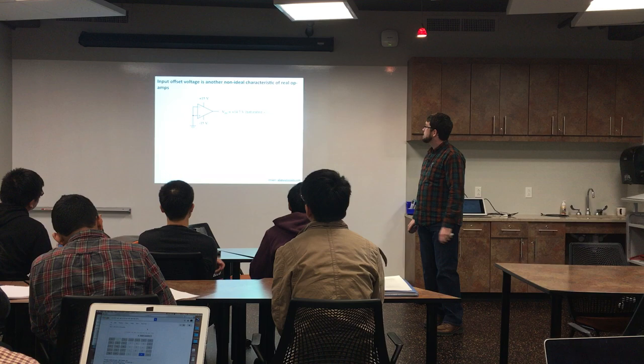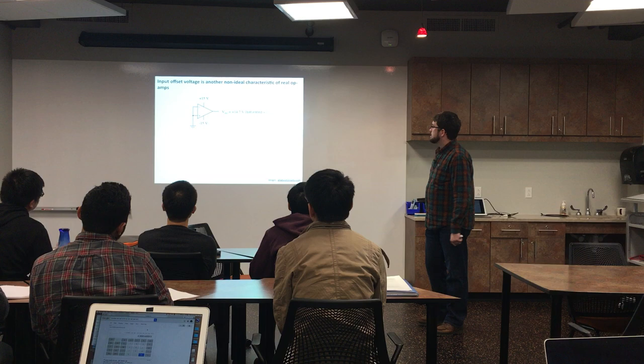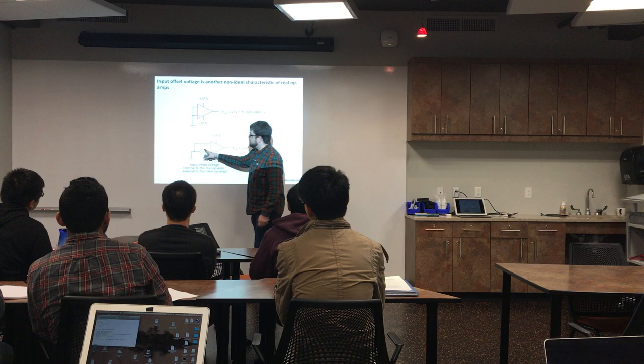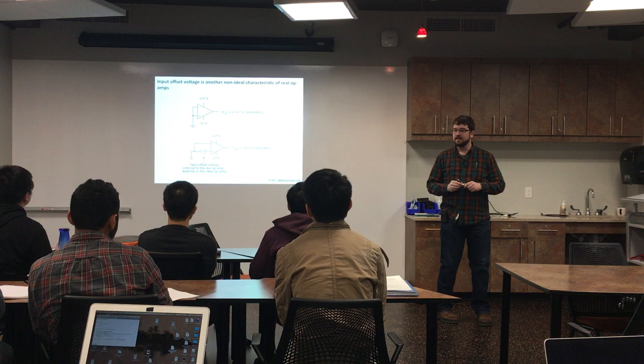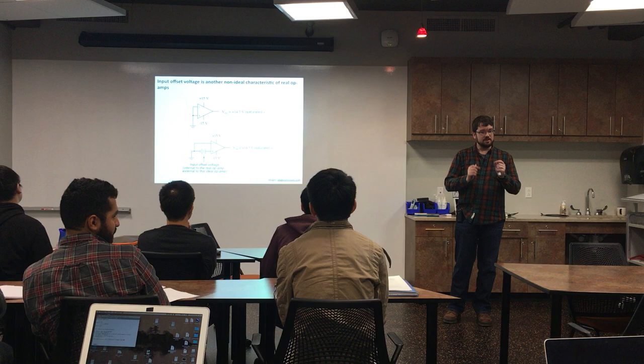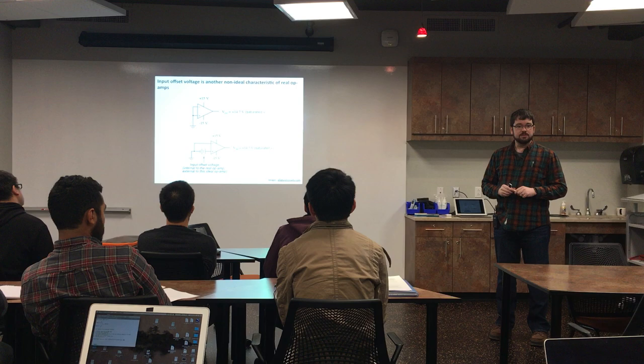Input offset voltage is something else that real op amps have. For example, it's sort of like having a voltage source on one of the lines, just because things aren't quite trimmed perfectly in the real world. These have laser-trimmed resistors inside that try to match everything as closely as possible, but you're never going to get everything quite the same. So there's always going to be a slight offset on the inputs of the two terminals. That's not ideal.